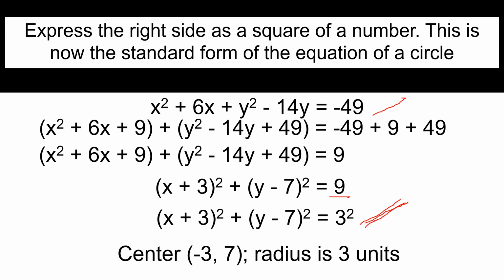So, yung x plus 3, we're going to equate this one to 0, kaya mag-iiba yung sign ng 3, magiging negative 3. Yung negative numbers naman, magiging positive. So, yung y minus 7, pag i-equate natin sa 0, it will become positive 7. Therefore, yung center natin is negative 3, 7. Yung radius naman natin is 3 units.